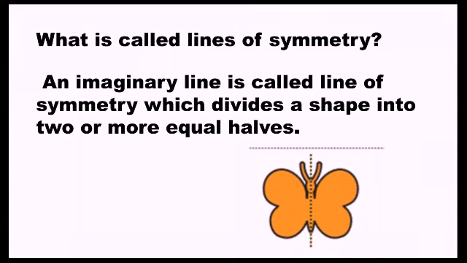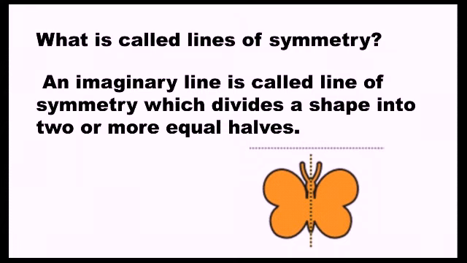See, an imaginary line is called a line of symmetry which divides a shape into two or more equal halves. When an imaginary line, a dotted line you can say, divides a shape into two equal halves or more than two equal halves, then it is called a line of symmetry.